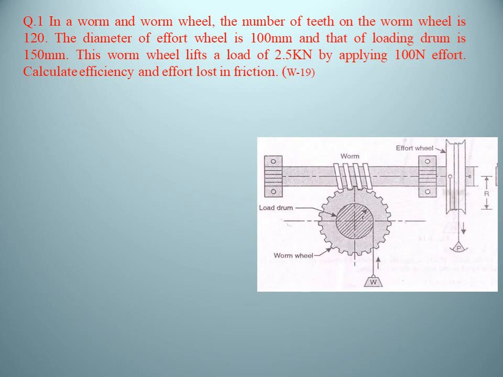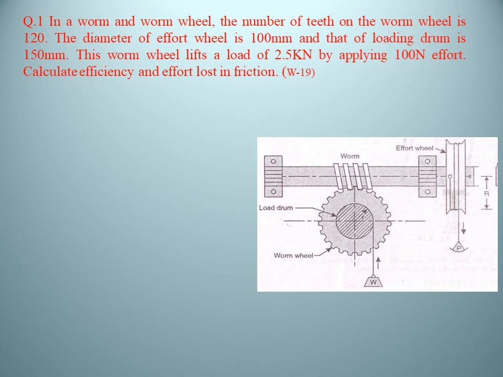Okay, students, see here the image of worm and worm wheel. In the middle portion of the image there are two drums on which the rope is wound, and at the end of this rope there is a load. The load is carried by this worm wheel. At the right side of the machine there is an effort wheel. On this effort wheel there is an effort.